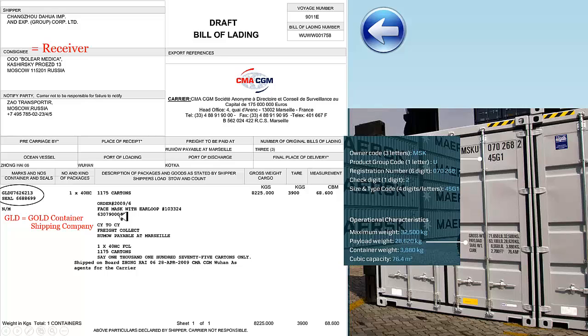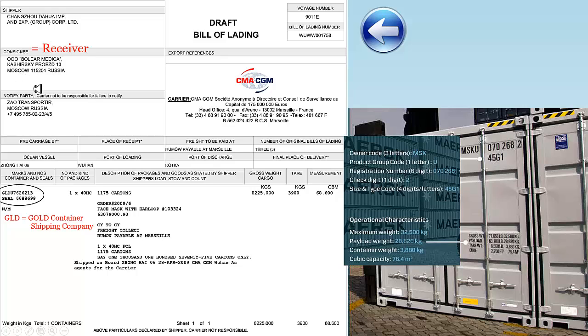You can see here on the actual bill of lading, this is a draft. Here you do have information about the cargo. This cargo here is face masks with an ear loop. And I'm just going to go through this really quick. This is just a typical bill of lading. But you have the shipper. These are the people that are sending the cargo. This is from China. And then the consignee, who are receiving the cargo. And these people are Bolyar Medica in Moscow, Russia.